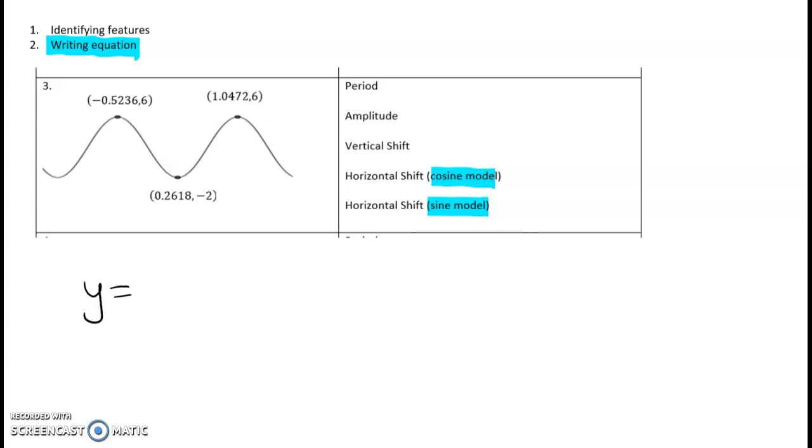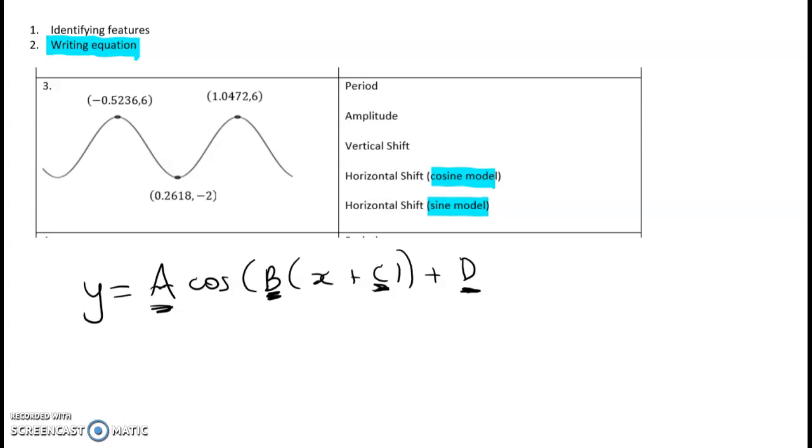When we write a trig model, we're looking at figuring out the value of 4 different parameters. This one here is the amplitude. This is the vertical shift, D. This is my horizontal shift. And this is my horizontal stretch.